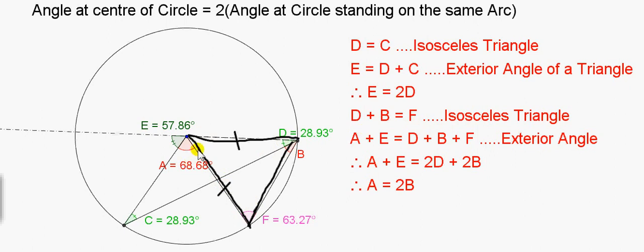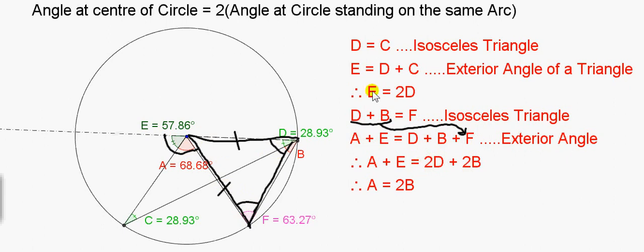Now we also have an exterior angle of this triangle. Here's the exterior angle. It's made up of these two angles, A and E. So the exterior angle A plus E equals the sum of the two interior and opposite angles. So A plus E must equal this angle, which is D plus B, plus this angle here, which is F. And what we can do then is plug D plus B in for F. If we do that, we get A plus E equals D plus B plus D plus B. Well, that's 2D plus 2B.